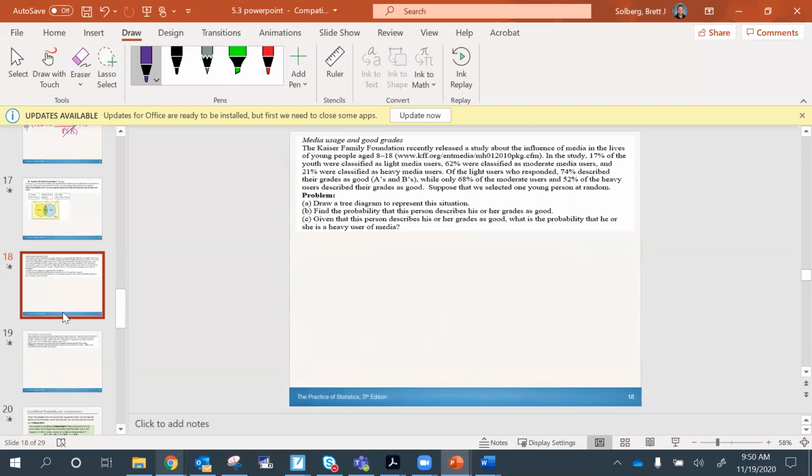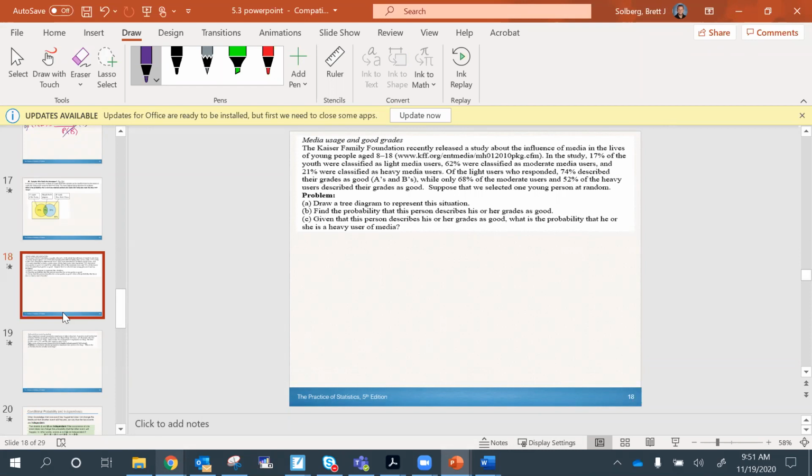The Kaiser Family Foundation recently released a study about the influence of media in the lives of young people aged 8 to 18. In the study, 17% of the youth were classified as light users, 62% were classified as moderate users, and 21% were classified as heavy media users. So how much time do you spend around media? That could be online or TV or whatever.